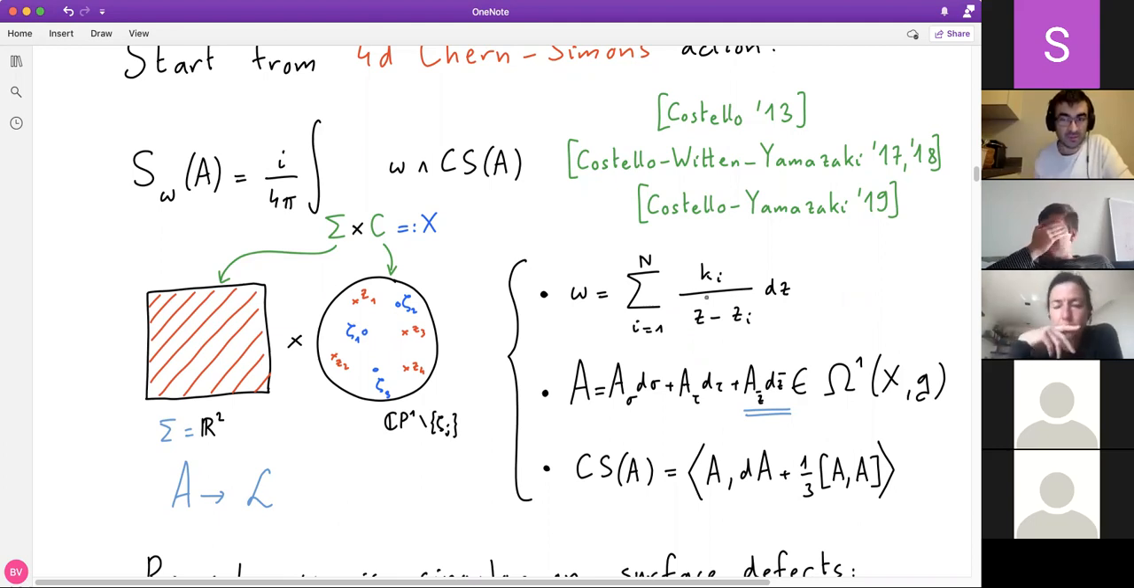This makes perfect sense when you're coming from the Gaudin model perspective, because this is a very natural object that appears as a representation of the central element of the Gaudin model. So it's just part of the data here. I agree it's different to the Costello-Witten-Yamazaki story, but it's extra necessary data for constructing field theories. Okay.